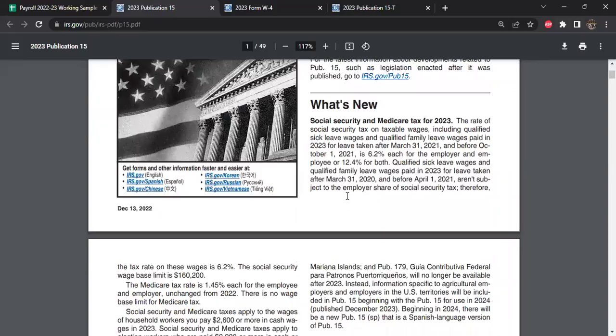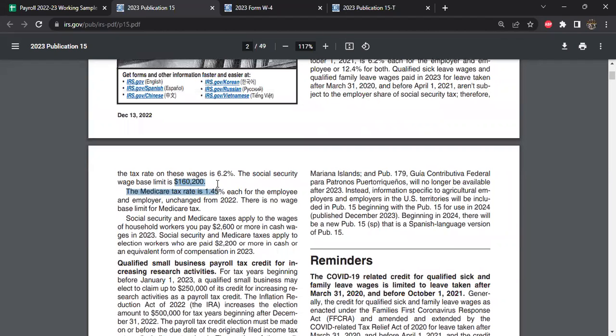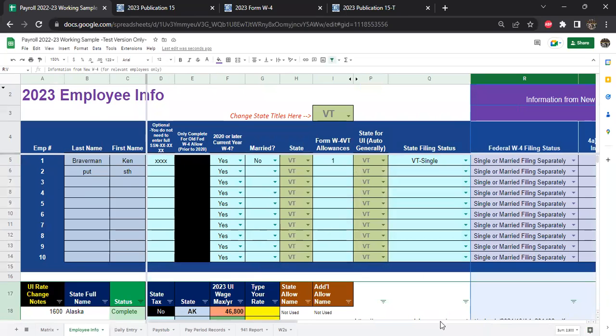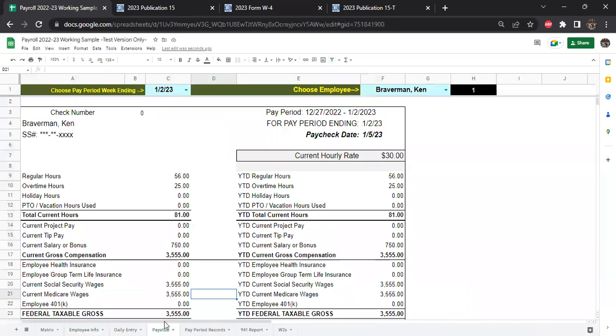Social Security wage base did go up to 160,200. So the first 160,200 of wages are subject to Social Security. Medicare has no limit, but Social Security is now maxed out at that federally. So that is the other change that I noticed, but we are basically done.